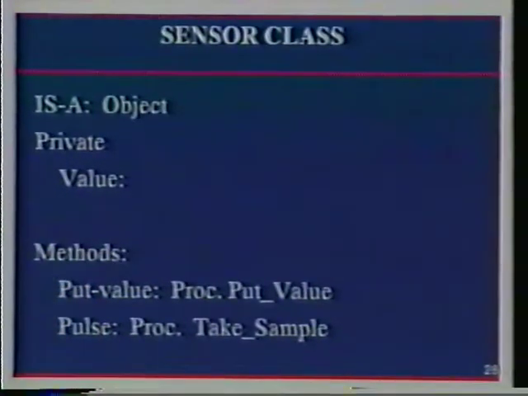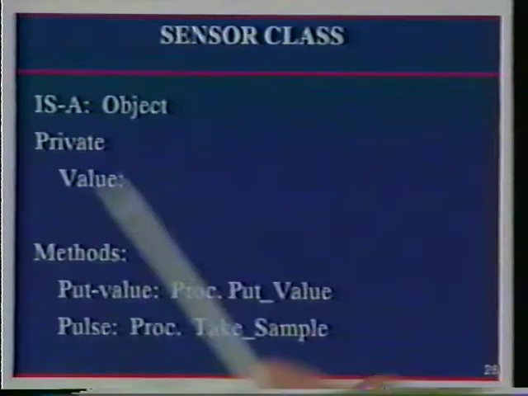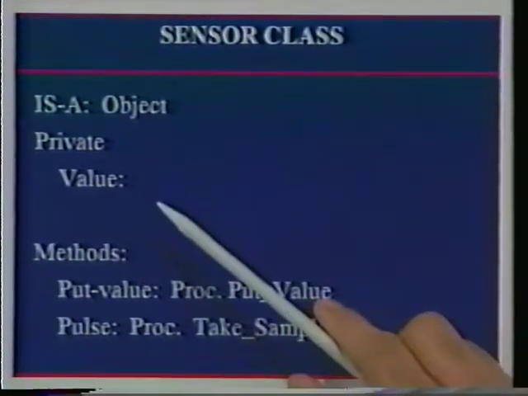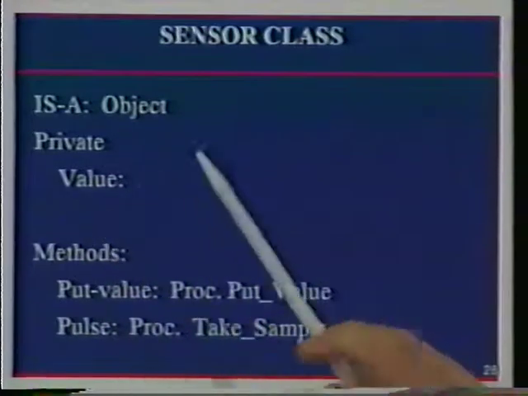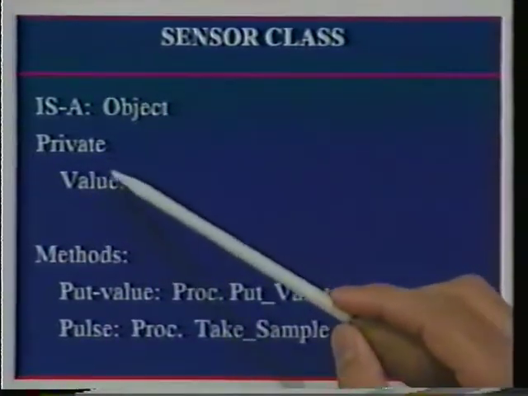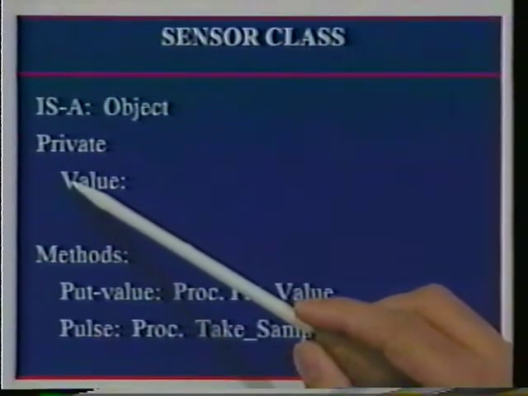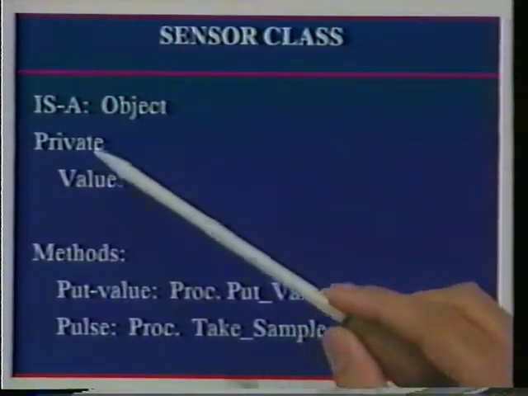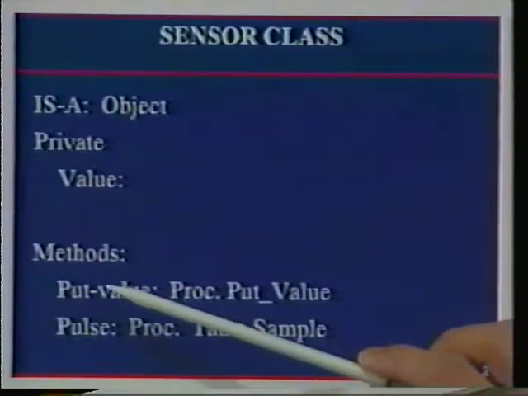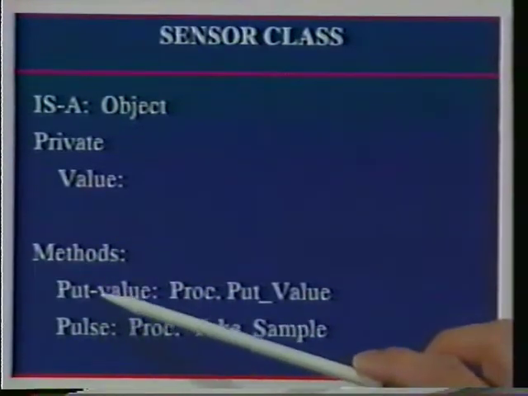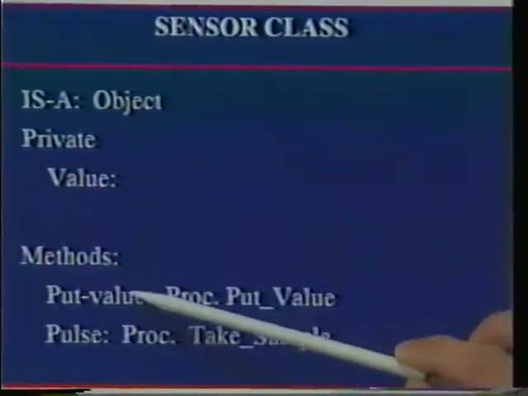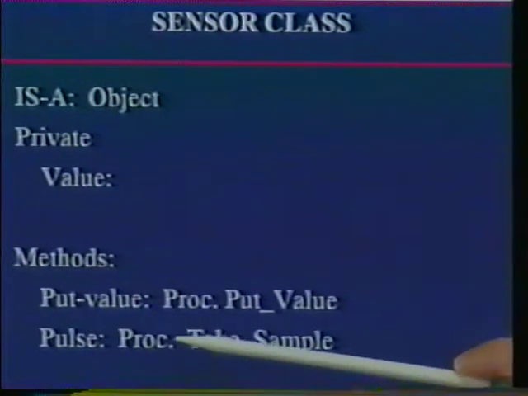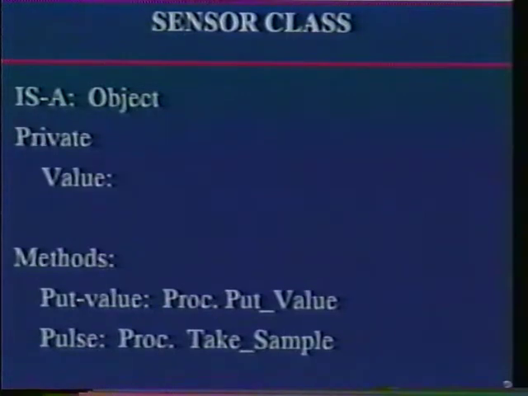So we have an abstraction of all the sensor objects into a sensor class. So we generalized all the sensor objects into a sensor class, where we can add additional attributes. We have only one attribute here, which is the value. Then in terms of behavior, we have put value and then we have pulse. Put value invokes a procedure called put value, and pulse invokes a procedure called take sample.